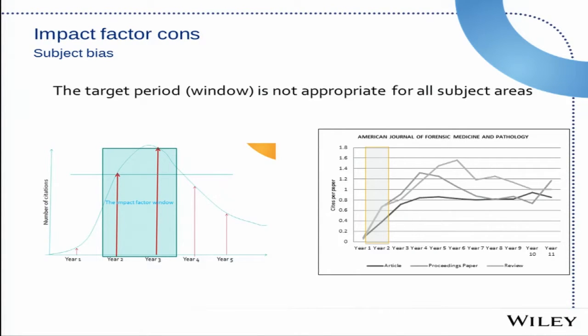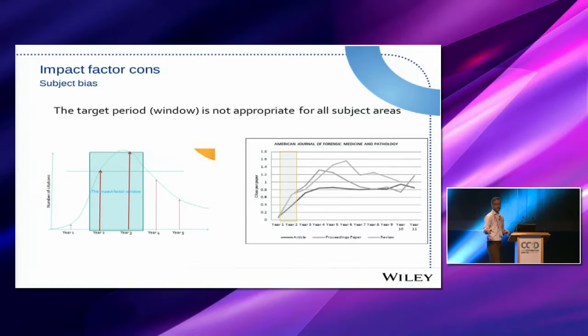The target window itself isn't appropriate for all subject areas. So here we have Eugene Garfield's example, what he saw against the American Journal of Forensic Medicine, where you can see that using this 2-year impact factor window doesn't take into account the peak of citation for these articles. So this journal, using the impact factor, is at a disadvantage. So the golden rule with the impact factor is that you never compare journals across subject areas.